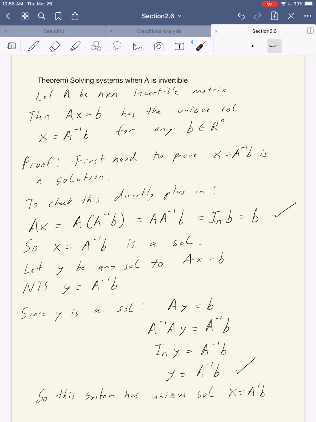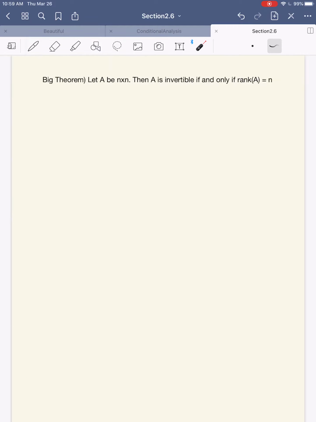So let's see that big theorem that we're going to be talking about here. I'm not joking when I say it's a big theorem, so I'm even just calling it the big theorem because it ties together the two concepts we've been studying most recently. This says that, let A be an n by n matrix, then A is invertible if and only if the rank of A is equal to n. So, in other words, a matrix is invertible when it has full rank, where the rank matches the number of rows and the number of columns. And if you know that something has a full rank, it automatically is invertible.